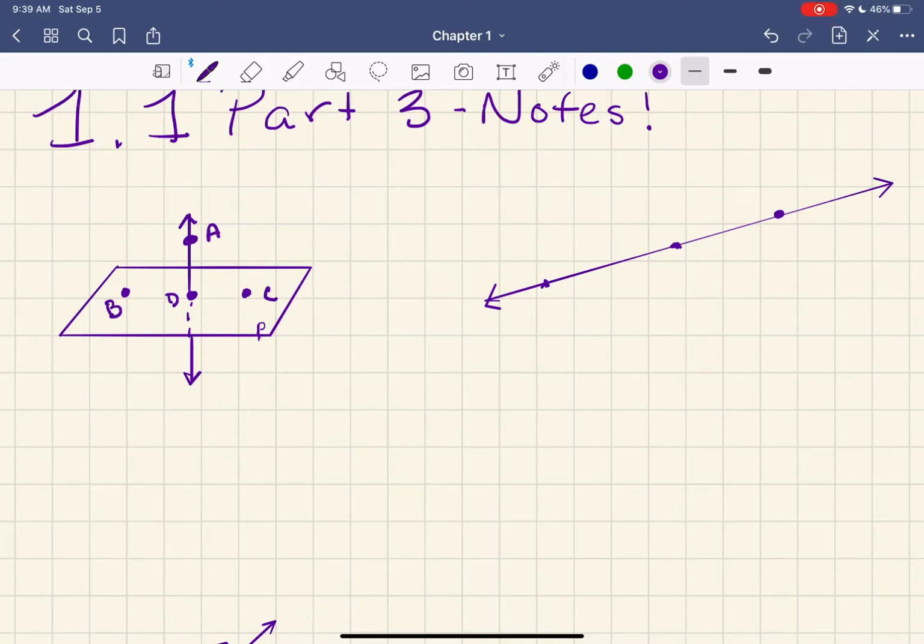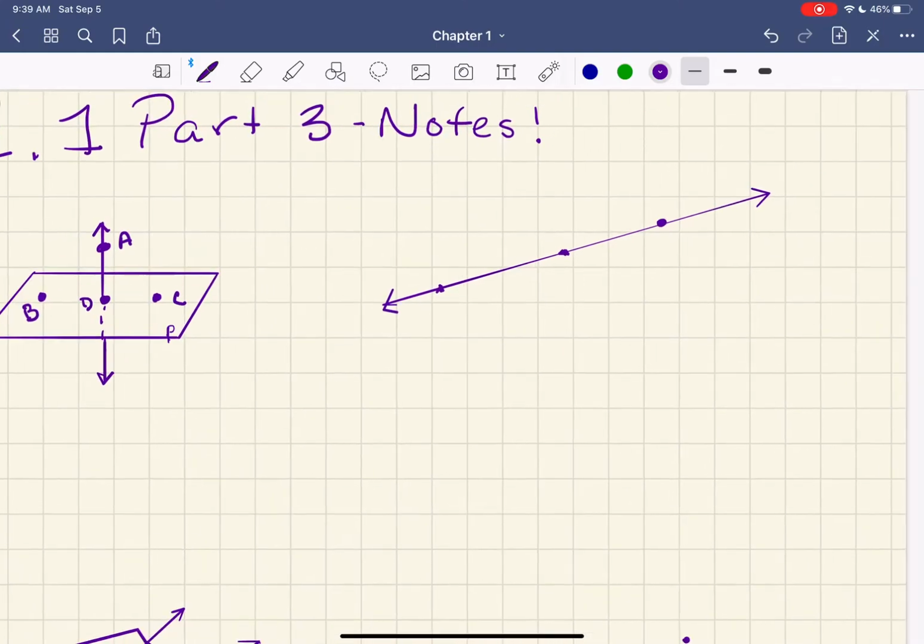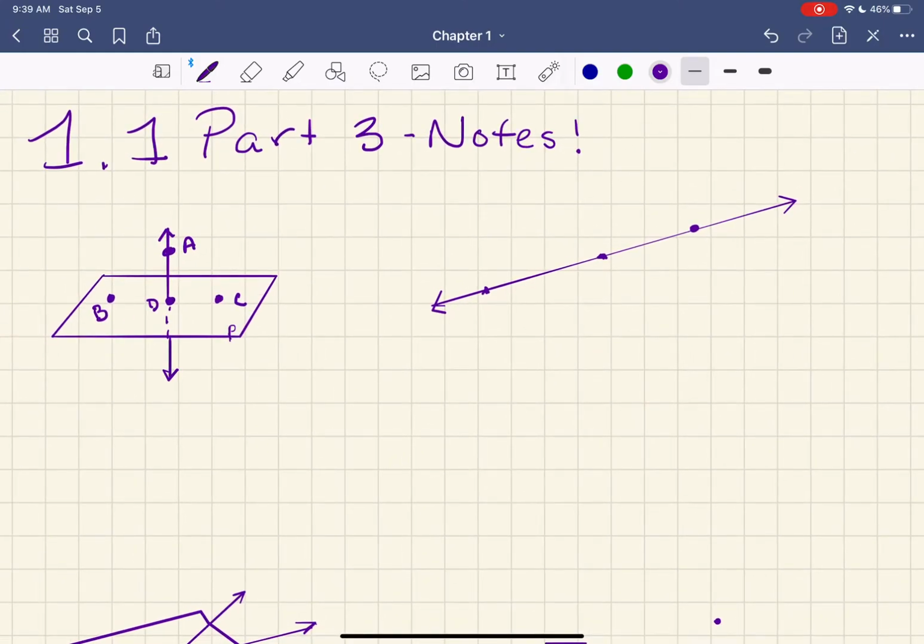So we have some vocabulary words that we're going to learn that are going to help us make connections between these points. So the first one is called collinear. This is points that lie on the same line.